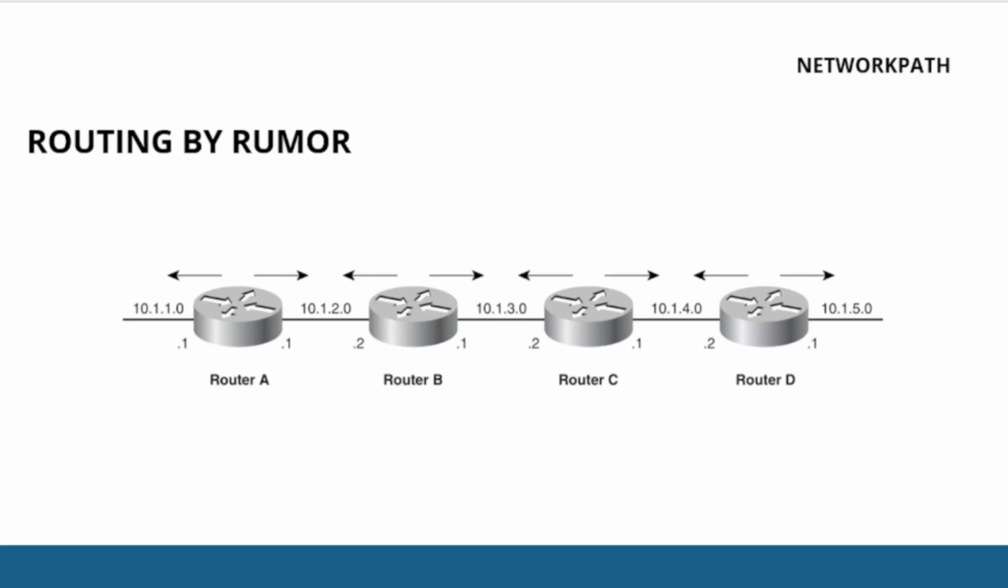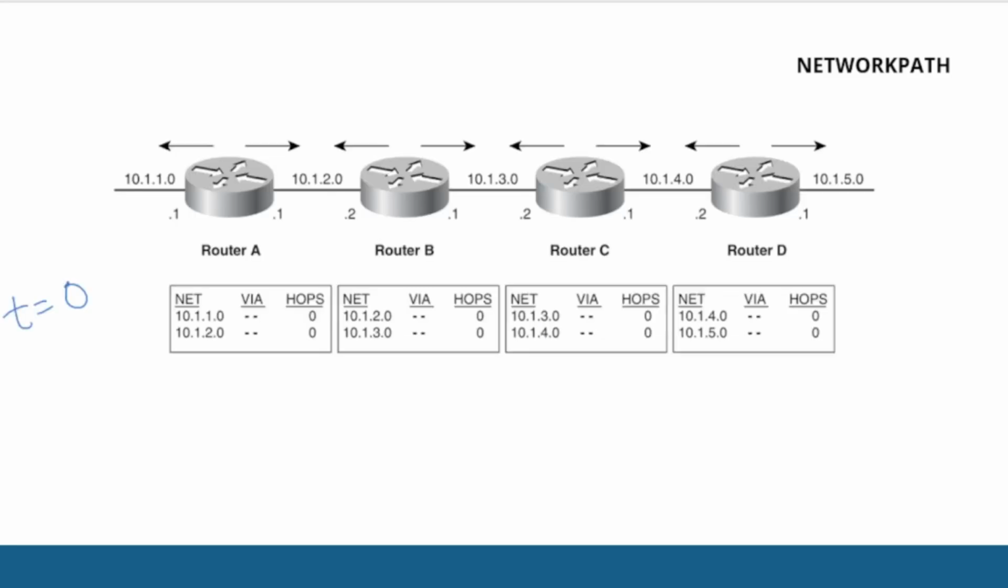Let's see how distance vector routing really works in action in this video. Imagine there are four routers A, B, C, and D, all starting up at the same time. At the very beginning, time t equals 0, each router only knows about its directly connected networks. In their routing tables, those networks are listed with hop count 0 and no next hop router because they know they are directly connected. Each router then broadcasts this information to its neighbors in the next cycle.